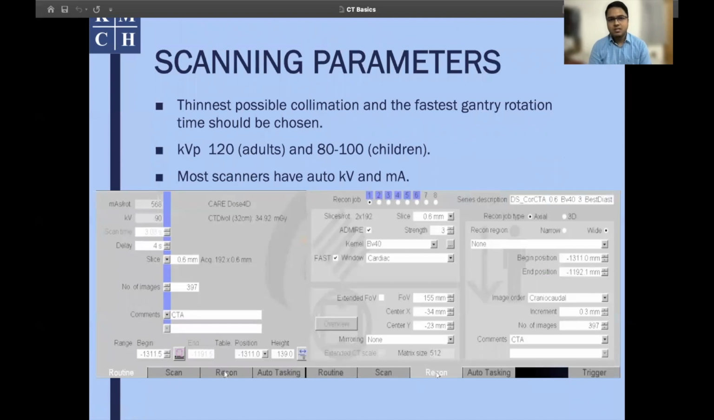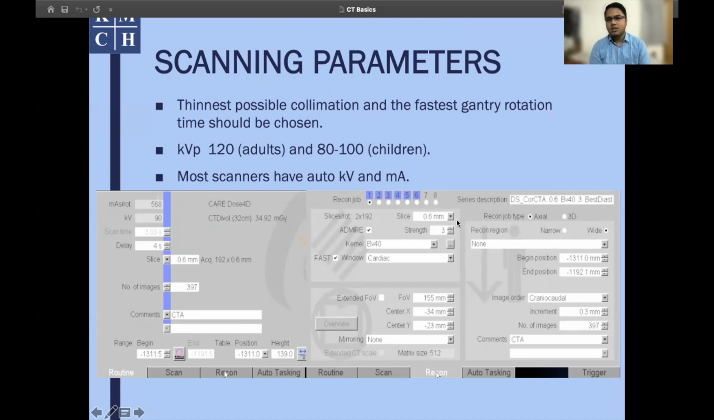Coming to scanning parameters, always use the thinnest possible collimation and the fastest gantry rotation time permissible in your scanner. In this particular scanner, we have selected a collimation of 0.6 millimeter. Most modern day scanners have auto KV and MA, so you need not worry about which KV to use. In this particular case, a KV of 90 has been selected automatically by the system based on the AP and lateral topograms. And for reconstruction, always use the thinnest possible slice thickness that is available in your system. In this case, it is 0.6 millimeter, and a slice increment of half of the slice thickness.